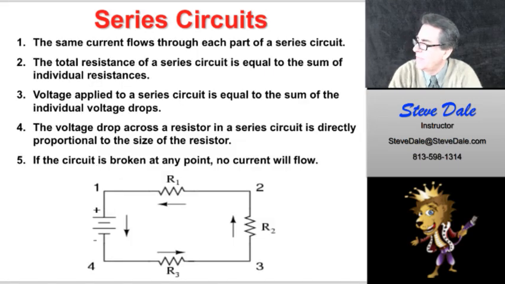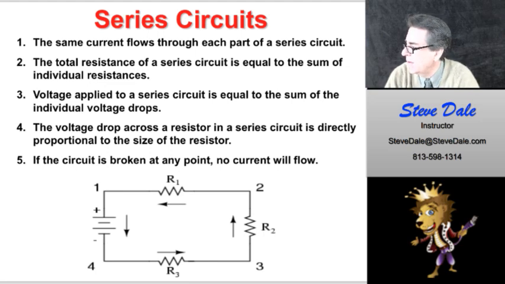Series circuits have the same current flowing through each part of a series circuit. So if you look at the schematic representation here, you can see resistor 1, 2, and 3. They all have the same current flowing through those resistors. The voltage, however, applied to a series circuit is equal to the sum of the individual voltage drops. So basically, the R1, R2, and R3 resistors there have different voltages based on a combined voltage at the source. Okay.